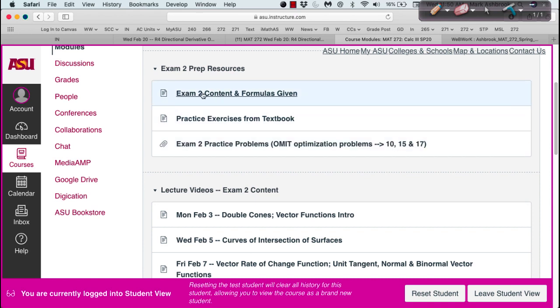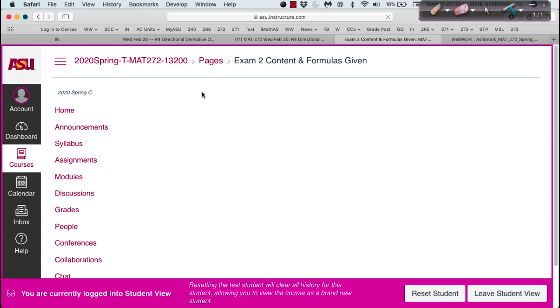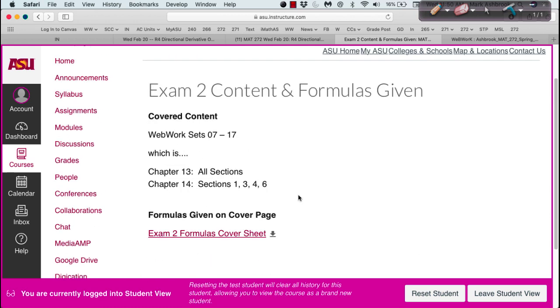If you go to Exam 2 Content, it tells you exactly which WebWorks sets and which sections. Don't forget, there's a big chunk of the test about identifying surfaces. That's kind of an overlap from last time. So double cones, paraboloids, spheres, ellipsoids, cylinders. You have to know back and forth between equation and graph. Okay? Make sure you study. That's a big chunk of the test because we're going to use that stuff a lot in the second half.